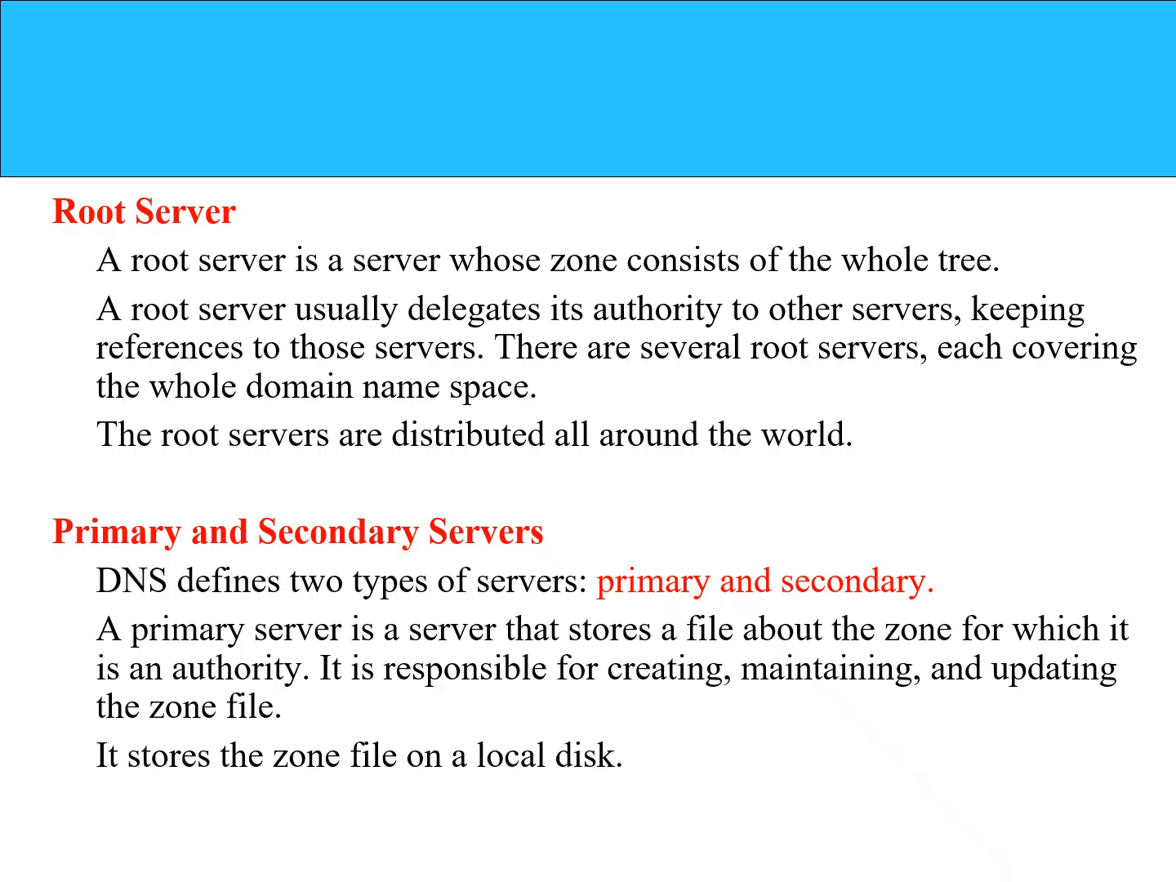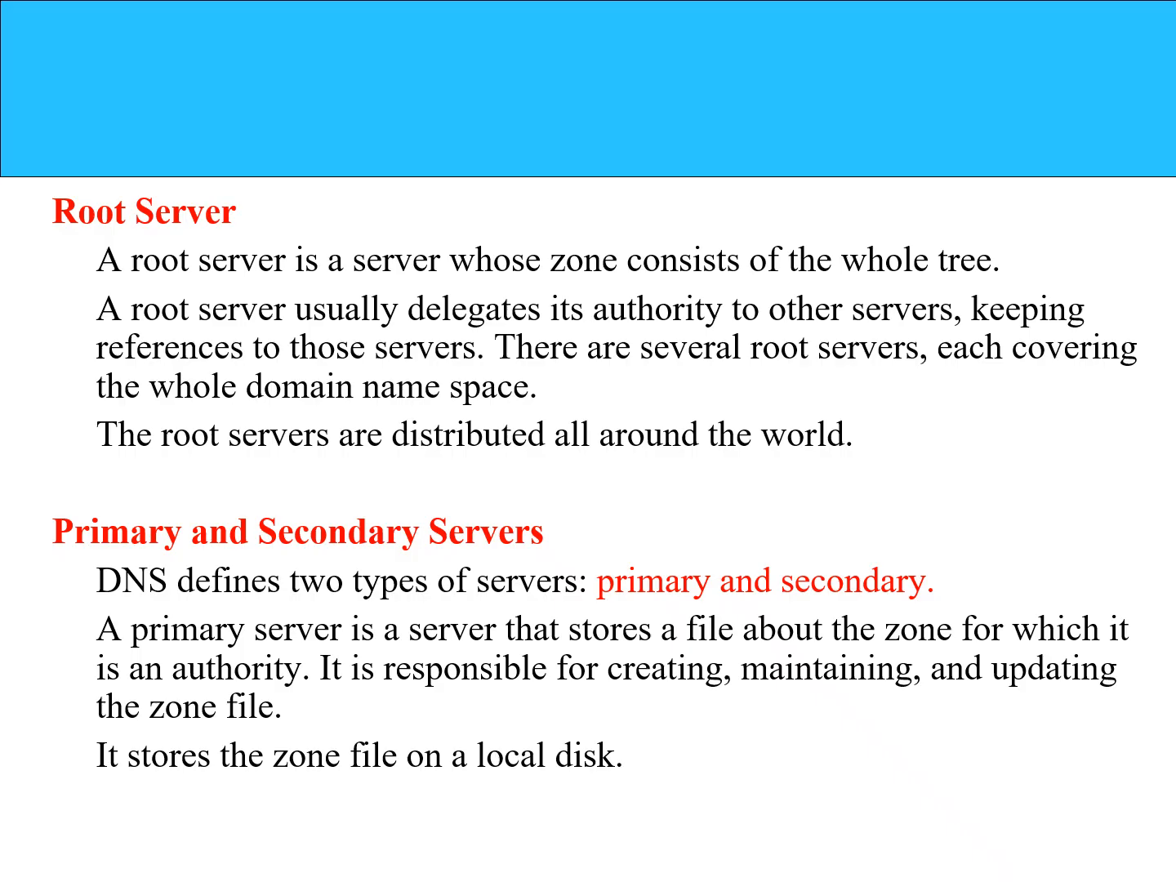Now coming to the primary and secondary server. DNS basically has two types of servers called primary and secondary. A primary server is the server that stores a file about the zone for which it is in authority. So it is responsible for creating, maintaining and updating the zone file. It stores the zone file on a local disk.